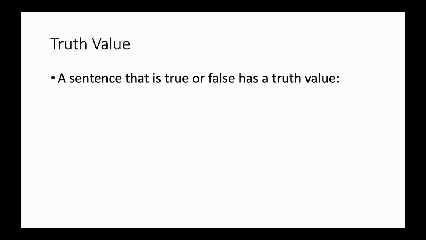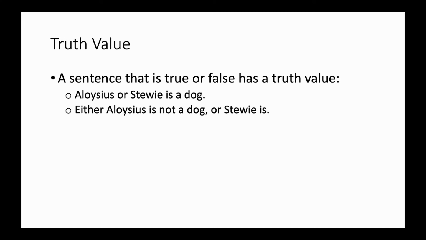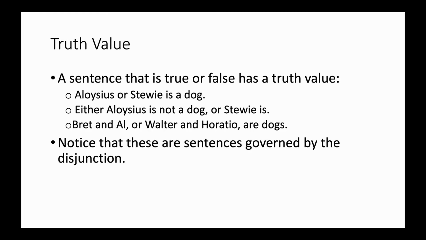First, let's review what a truth value is. A sentence that is true or false is a sentence that has a truth value. So, the truth value is a sentence's truth or falsity. Aloysius or Stewie is a dog. Either Aloysius is not a dog or Stewie is. Brett and Al, or Walter and Horatio, are dogs. Notice that these sentences are governed by the disjunction.